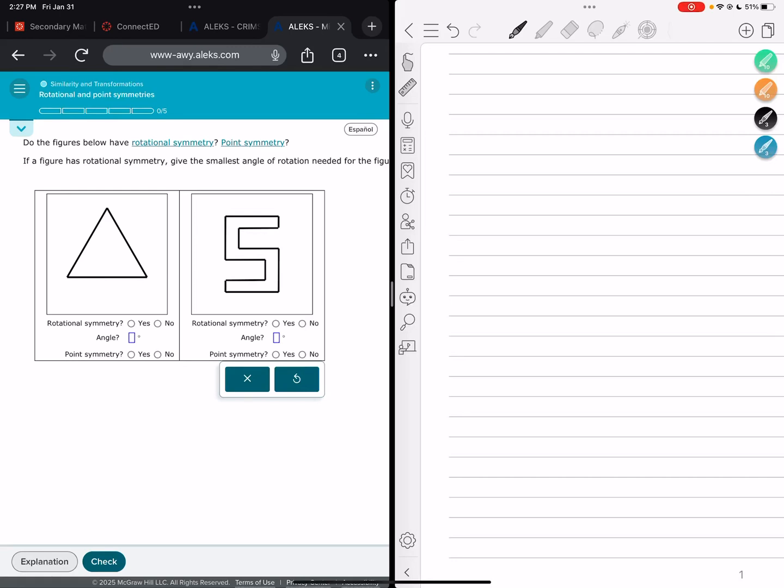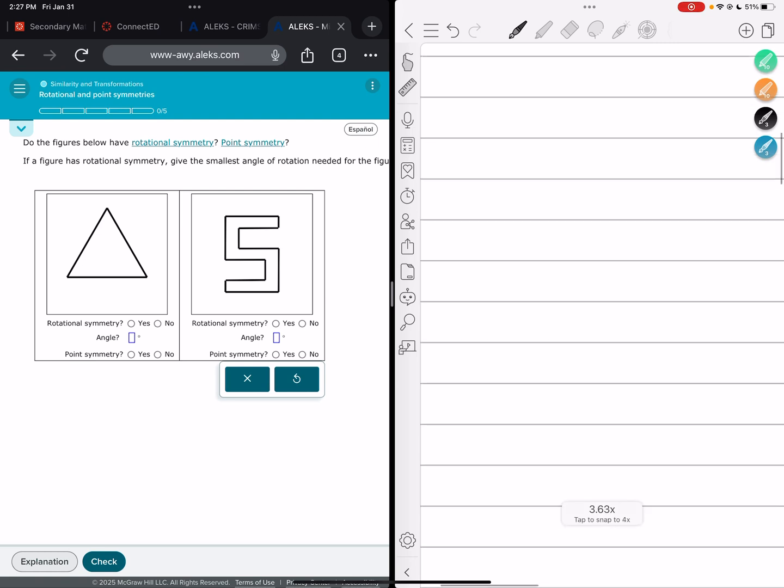All right, so we want to find rotational symmetry and point symmetry. Remember, rotational symmetry is if I rotate the shape, would it land back on itself? And then we need to find the angle that it would if it's true. And then point symmetry is if I move the shape at 180 degrees and I rotate around the center, would it land back on top of itself?